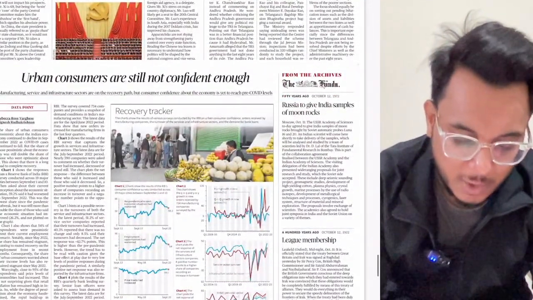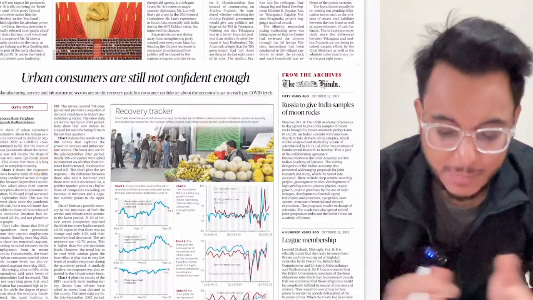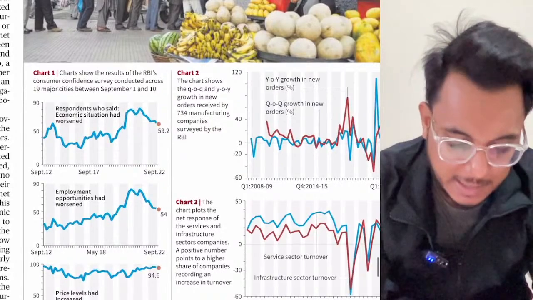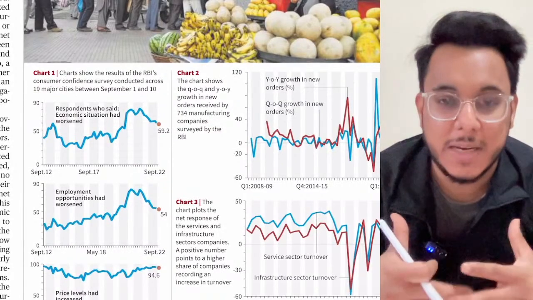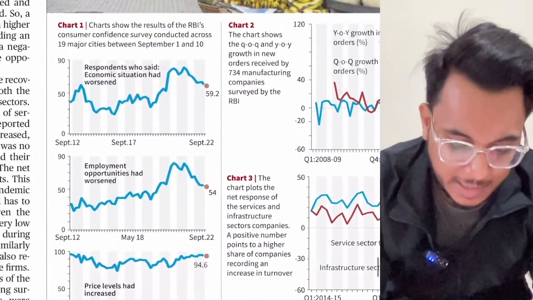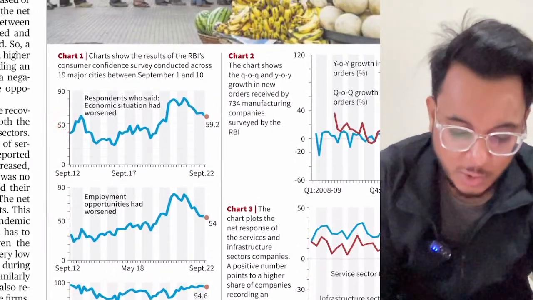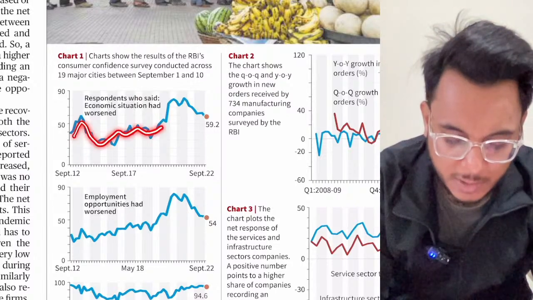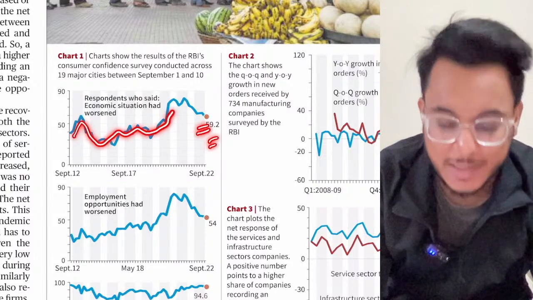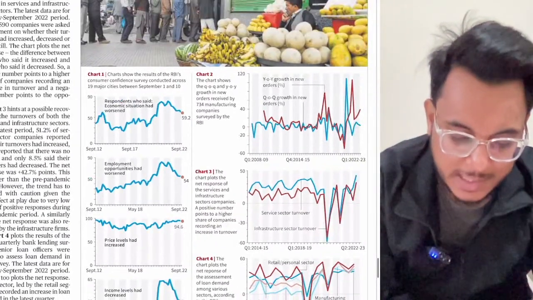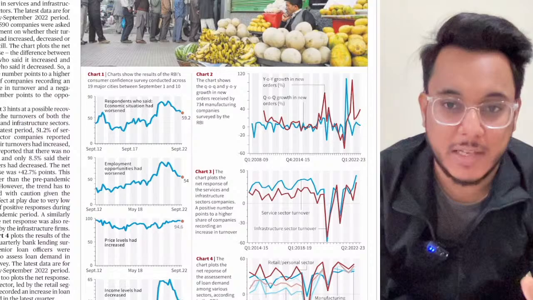Urban consumers are still not confident enough. Basically, guys, this particular article talks about how the economic recovery is still not very robust. There is still less confidence in the economy. On that particular thing, the performance has been compared. Okay, so a consumer confidence survey was carried out. Respondents who said the economic situation had worsened: we see that 59.2% of people think that such a worsening in the economy has happened. So these particular charts and the data have been given in this article.